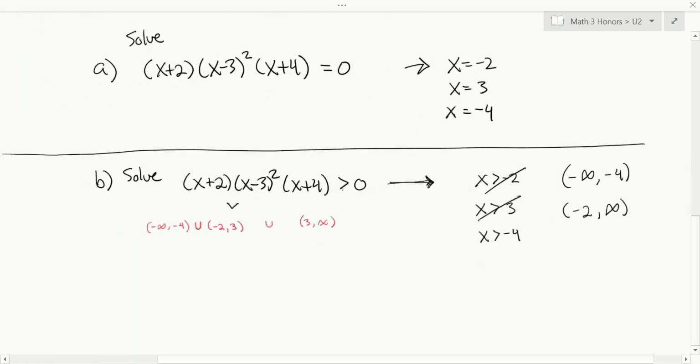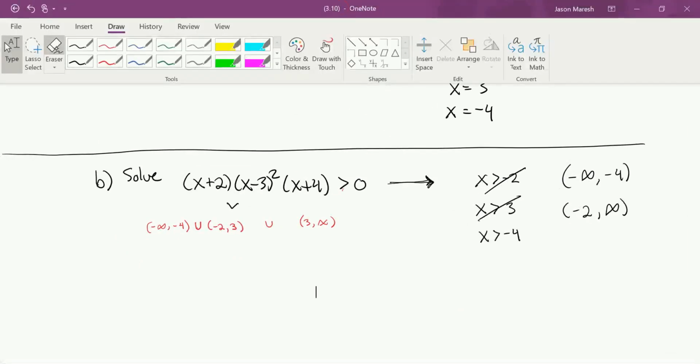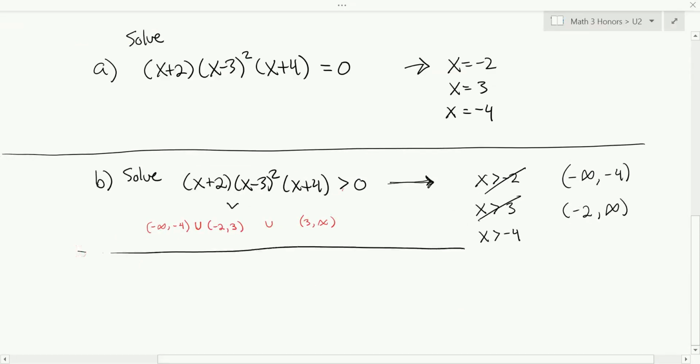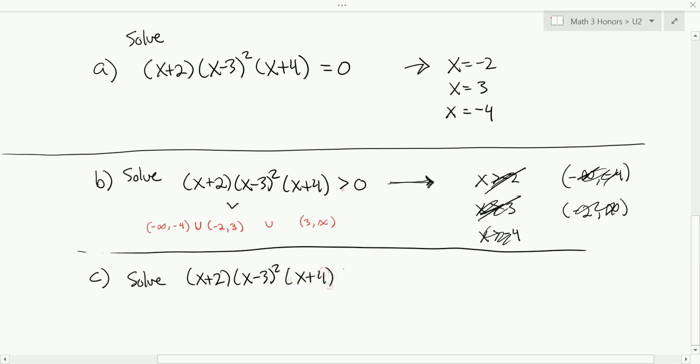So I'm going to adjust this just a little bit for part C. And by the way, giving those answers before I even tell you how to do it, you guys would get close there. Okay, but now try this on part C. Solve, same thing, x plus 2, x minus 3 squared, x plus 4, but this time I'm going to say greater than or equal to 0. It's going to be similar, but there's a couple adjustments that need to be made because of that equal sign.